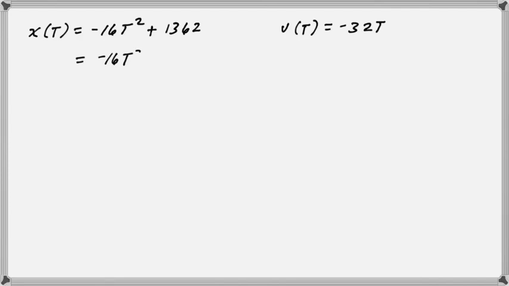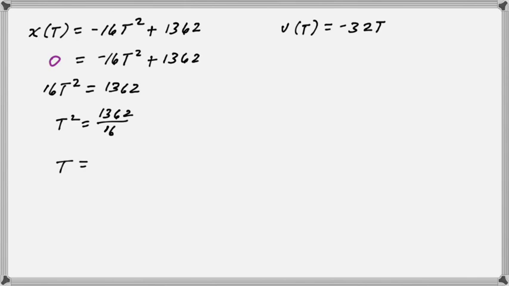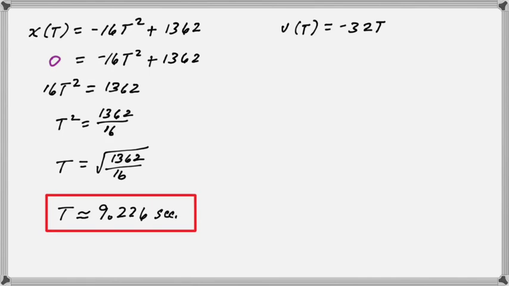I need to find the time it takes to hit the ground. x of t is the height above the ground. What's the height above the ground when it hits the ground? 0. Add the 16t squared over. Solve it. You would divide by 16 and take the square root. And I believe that gives you about 9.22. Is it 6? Now, that's the time it takes to hit the ground.